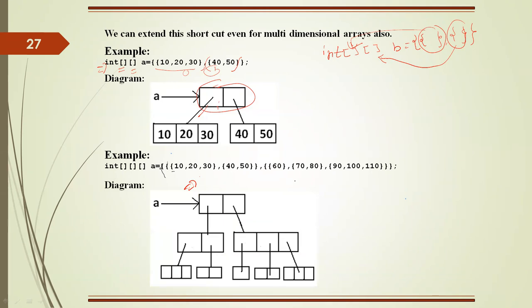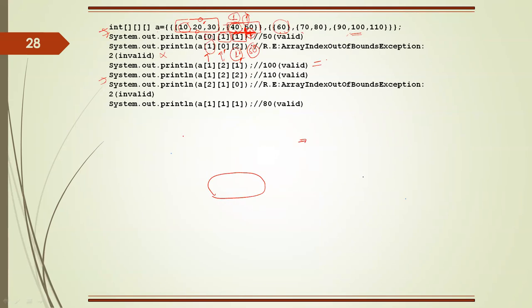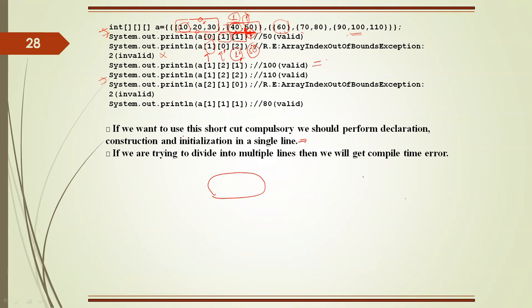First we take the first bracket, then the second bracket, and in the second bracket we should put the subarrays. Perfect. The same example, so not required to explain here. If we want to use this shortcut, compulsorily we should perform declaration, construction, and initialization in a single line.